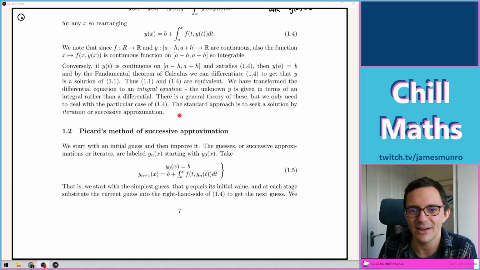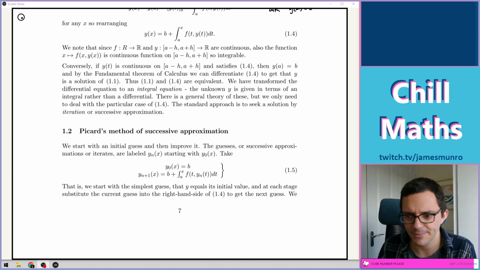With a particular case, which looks like this, we are looking for a function y such that when you integrate some horrible combination of t and y of t from a to x and then add on the number b, you get back to the value of y, which seems more complicated, right? Because it involves integration. And actually, this is the one we're going to work with for Picard's theorem.